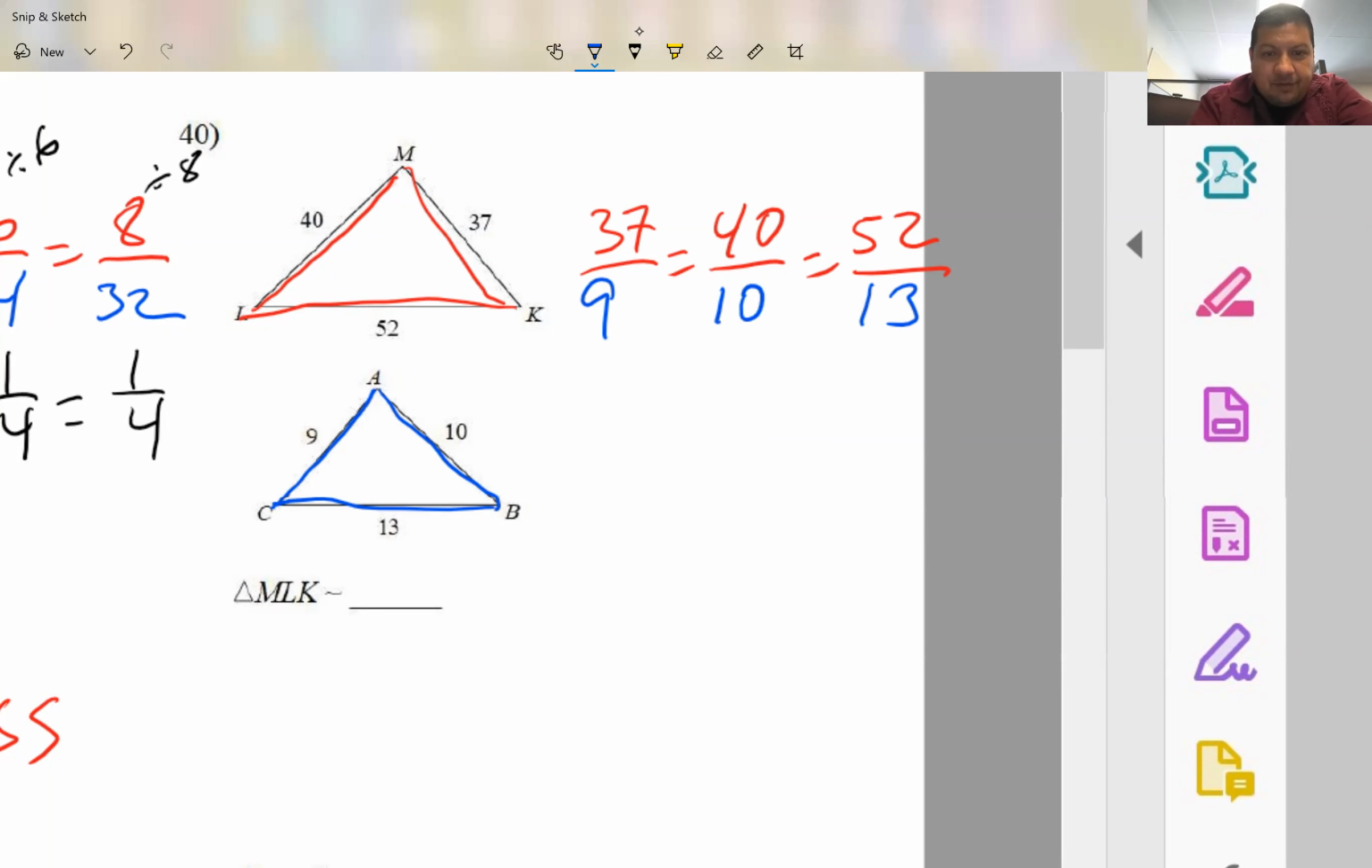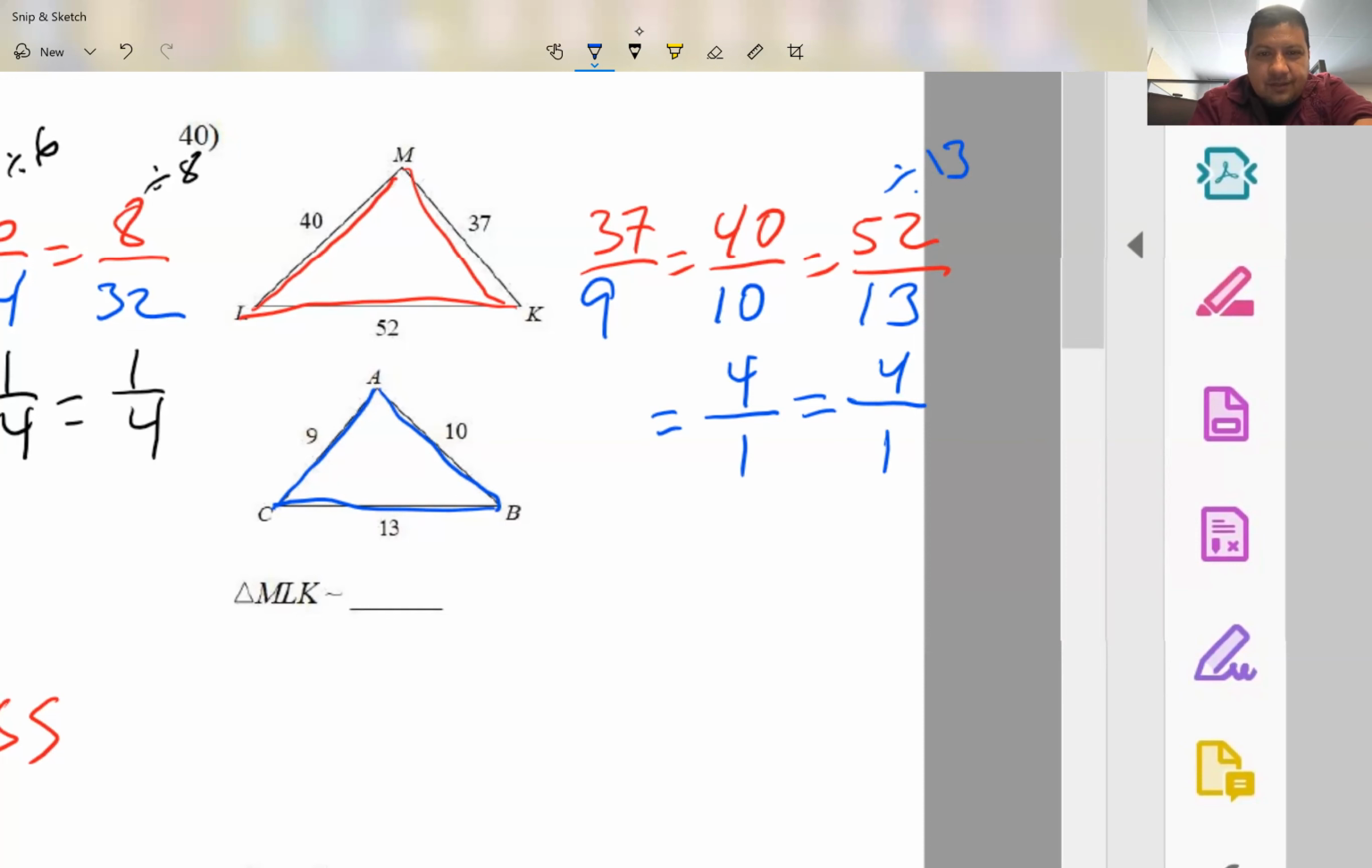I'm going to simplify my fractions. The one in the middle is easy to simplify, right? 40 over 10, that's 4 over 1. Let's see, the last one, let me divide by 13. 52 divided by 13 is 4. 13 divided by 13 is 1. Now, 37 and 9, I cannot make it 4 over 1. I could divide by 9. It makes the bottom a 1, but the top is not 4 over 1.